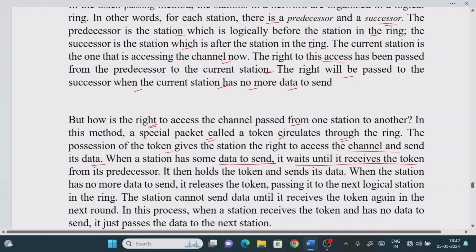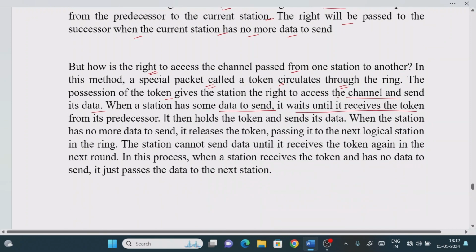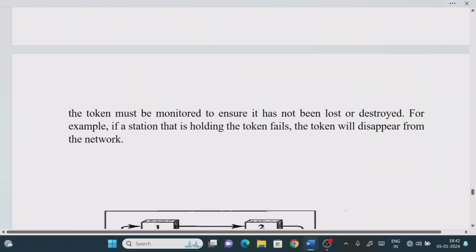The station cannot send data until it receives the token again. That point you have to remember. In the next round only, it has to send the data. In this process, when a station receives the token and has no data to send, it just passes the token or data to the next station. That is the meaning of this.